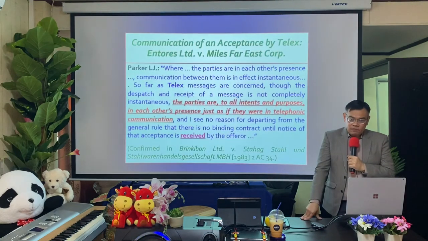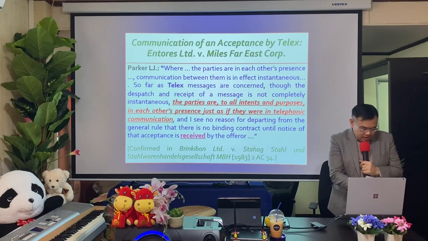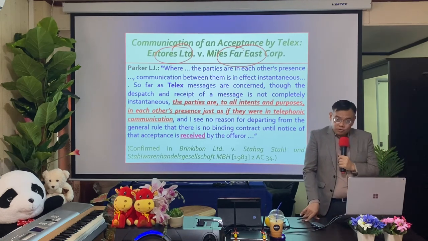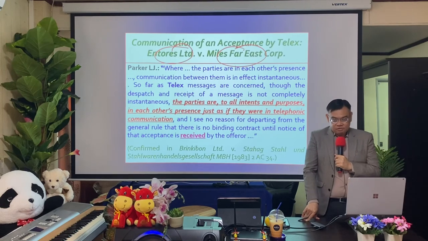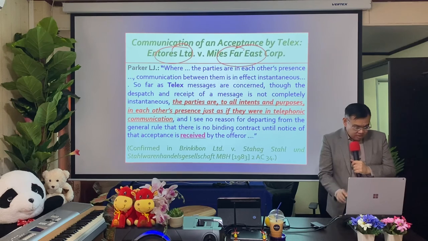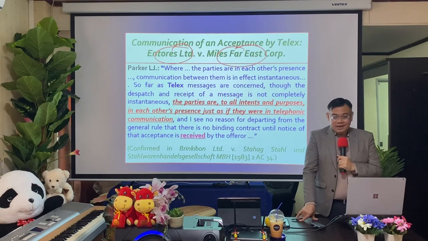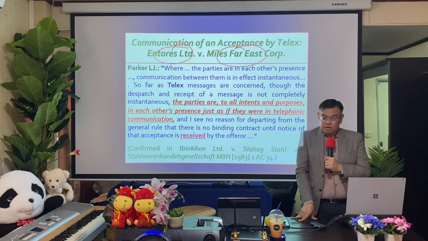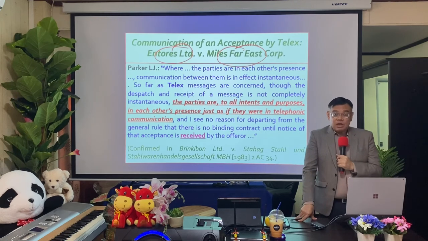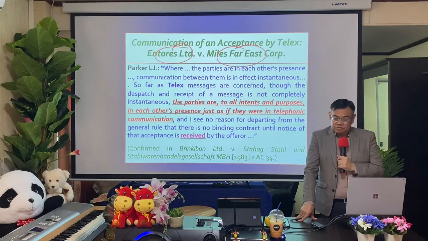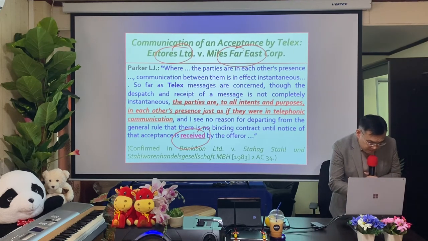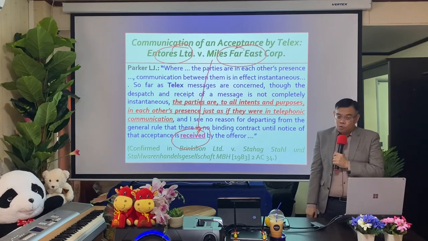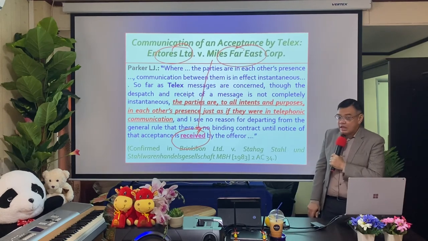And one of the early cases is this, Entores v Miles Far East. In this case, the court held that communication by telex would be treated in the same way as communication by telephone, so that it would be subject to the default rule, i.e. the receipt rule. The message sent by telex would be regarded by law as duly communicated to the other party when it was received by the other party. An acceptance which was sent by telex would be effective when it was received by the offeror.